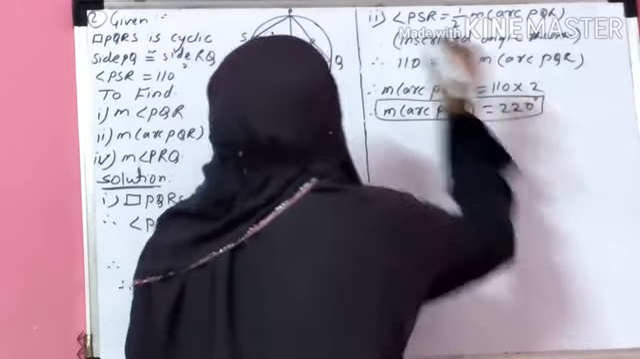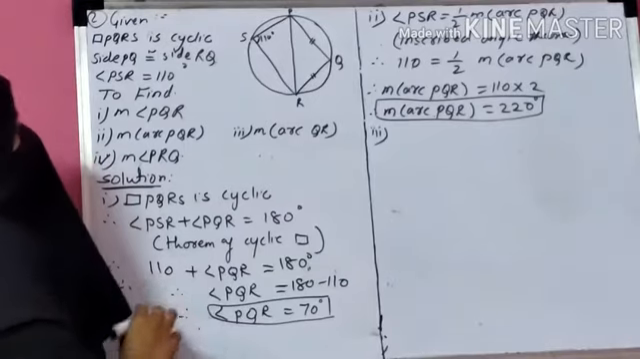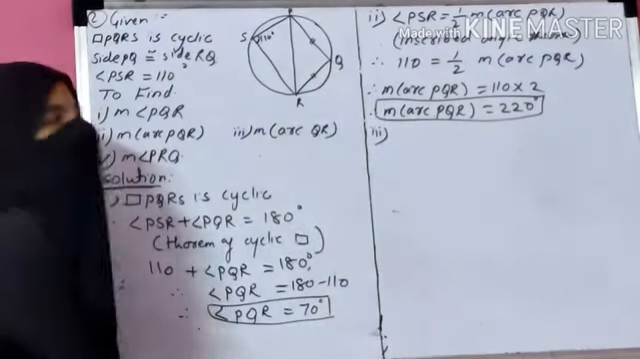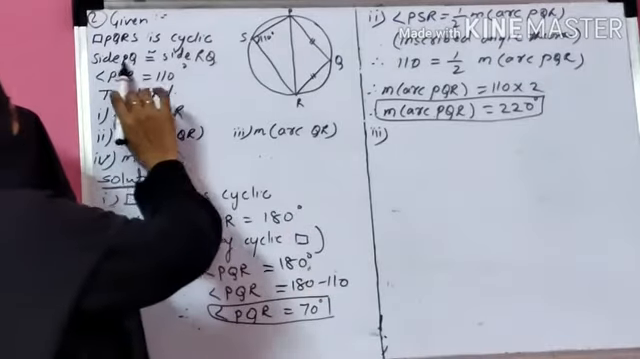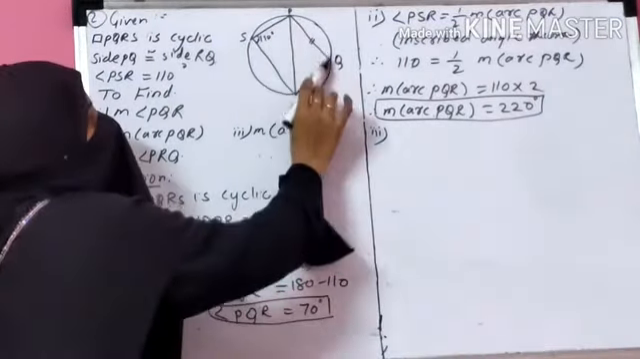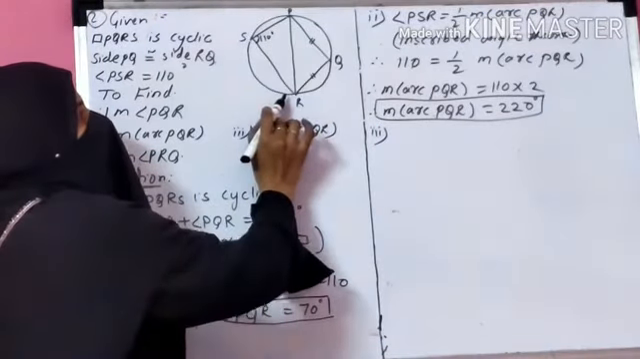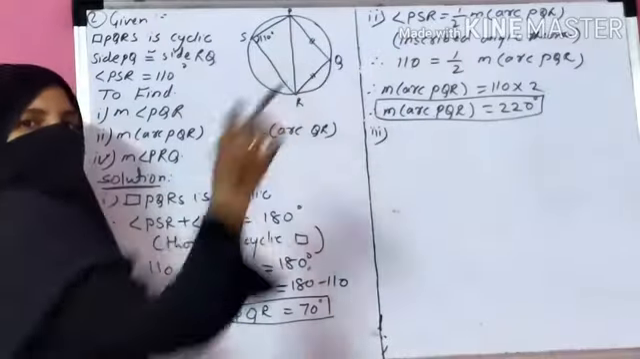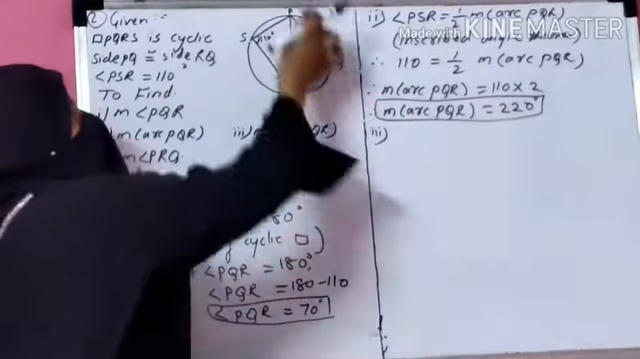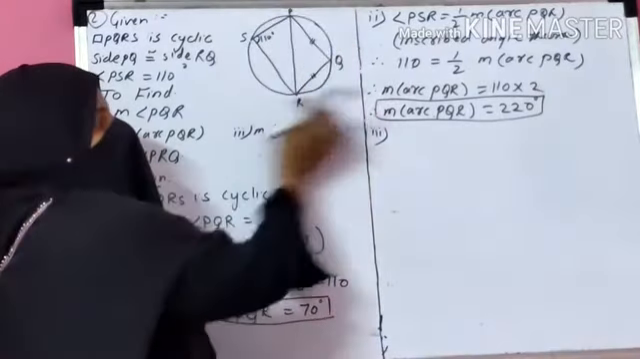Okay. Now move to the third one. Third, you have to find the measure of arc QR. If you observe here, given is that side PQ is congruent to side QR. That means chord PQ is congruent to chord QR. That means arc PQ is congruent to arc QR, the corresponding arcs of congruent chords. So arc PQ plus arc QR is nothing but arc PQR.